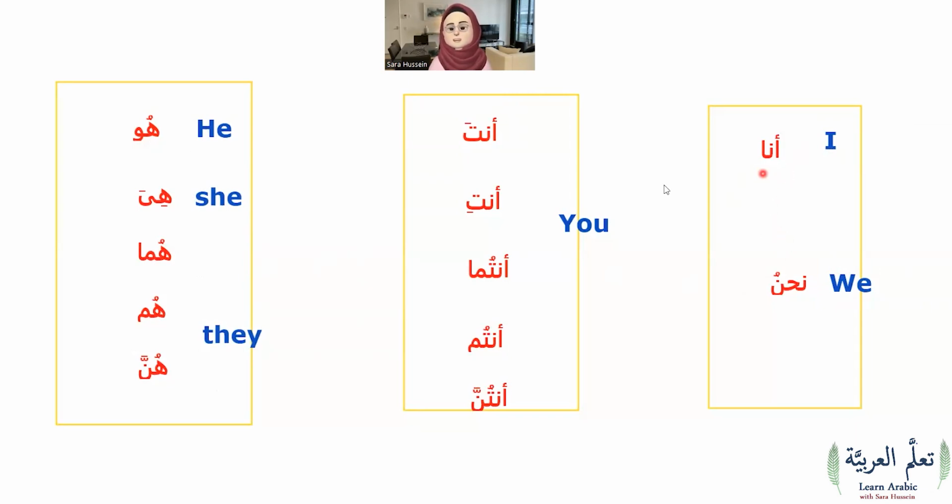I can say أنا سارة. I am Sarah. أنا and then your name. You can use that with a verbal sentence. You can say أنا أكتب. نحن نلعب. نحن نشرب. Okay, so you can add a verb or noun after this.